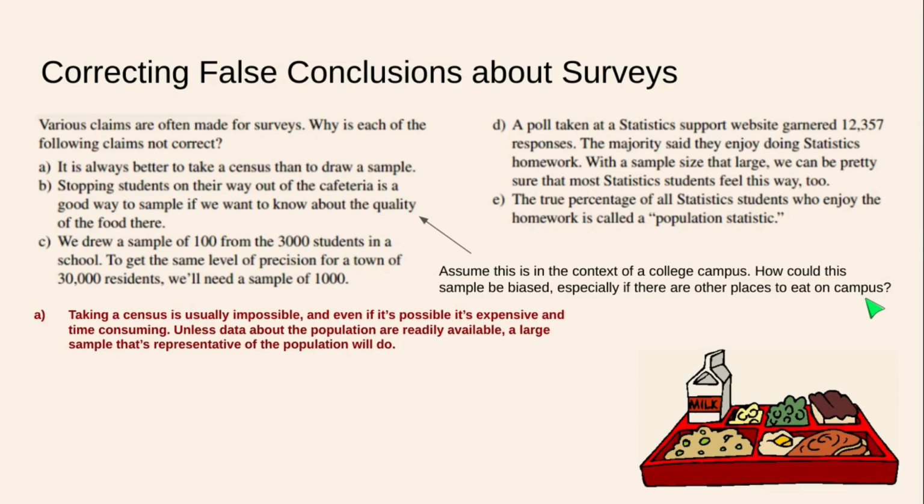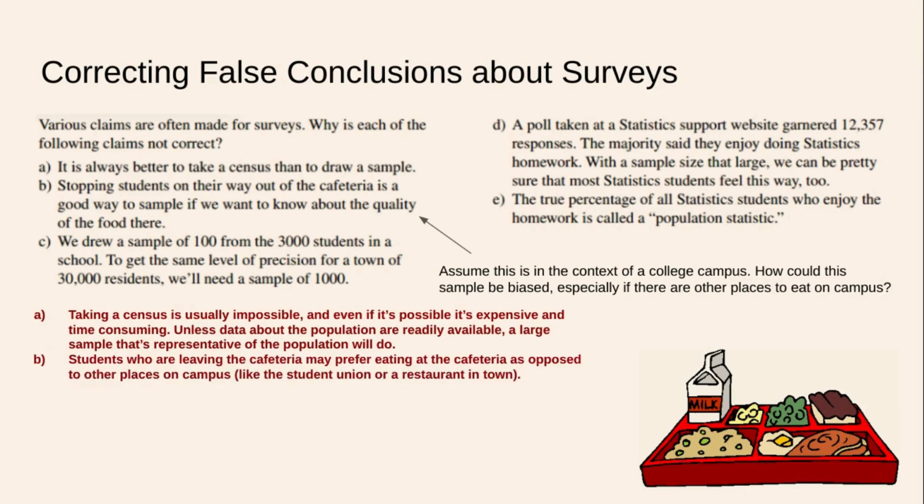Why would this be a bad model of survey? Take a moment, think about it, and then I'll reveal the answer. Okay, I'll assume we're ready to continue. Students who are leaving this cafeteria may prefer eating at the cafeteria as opposed to other places on campus, like perhaps a student union or maybe a restaurant in town if they have a little cash from an on or off campus job, or from home.